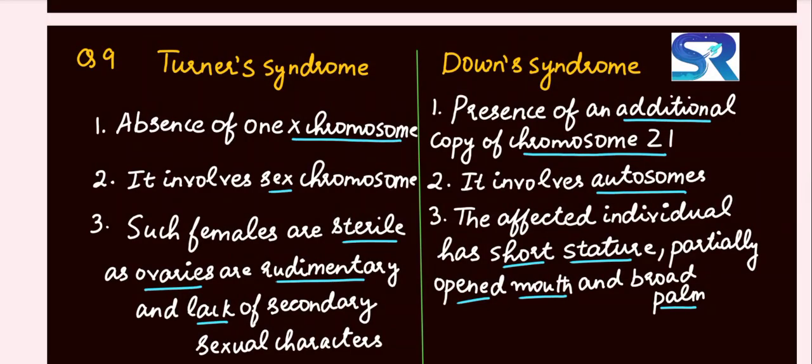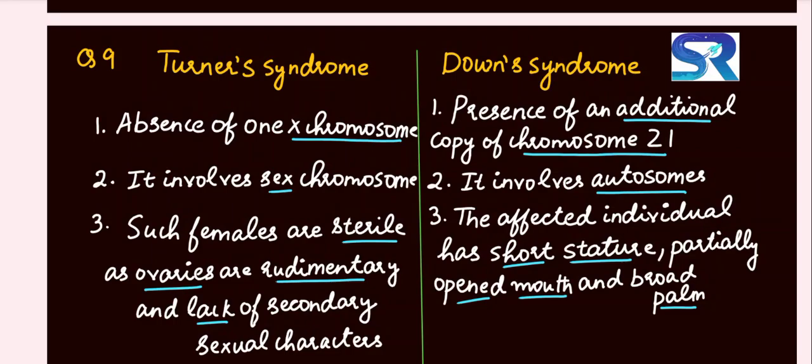Ninth question. Turner's syndrome is the absence of one X chromosome. Second one. It involves sex chromosomes. Third. Such females are sexually underdeveloped as ovaries are rudimentary and lack secondary sexual characters.